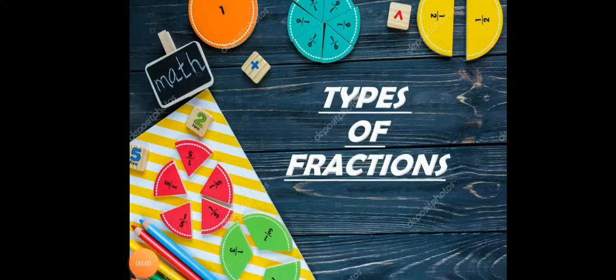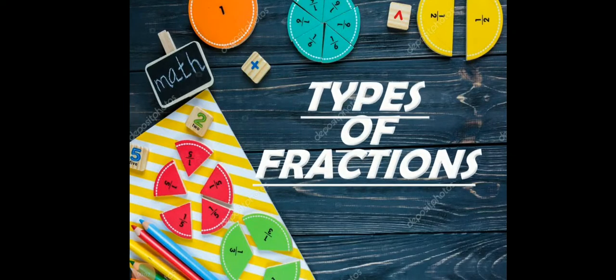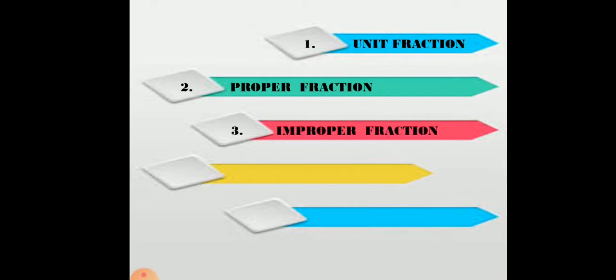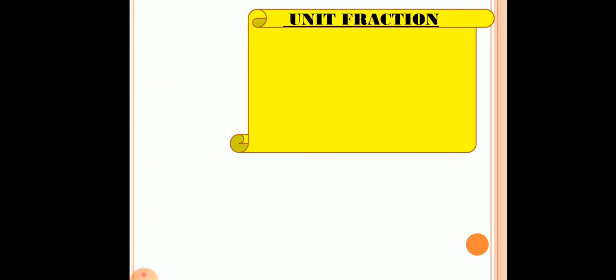Now we will be learning about different types of fractions. The first is unit fraction, second is proper fraction, third is improper fraction, fourth is like fractions, and the fifth is unlike fractions. So let's see all the types of fraction.